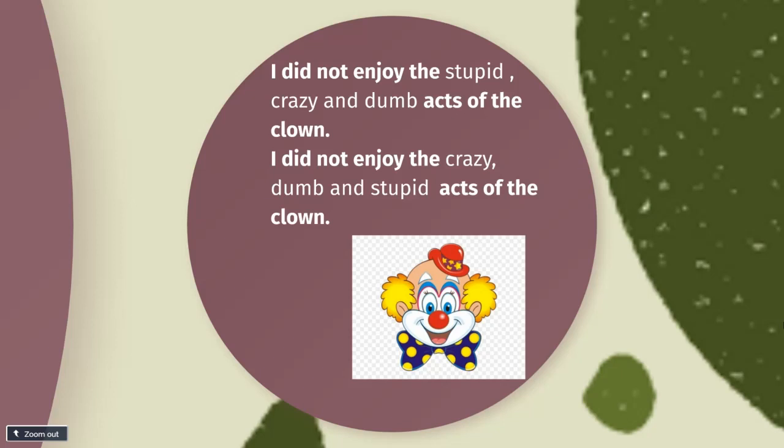We'll see the second sentence. I did not enjoy the crazy, dumb and stupid acts of the clown. The rule remains the same. Again, you see it has been separated by commas and ended with and. Before the end, we have put and. Now you see what is done over here, the sequence. In the first case, stupid, crazy and dumb. In the second case, crazy, dumb and stupid. So even if you change the sequence, no problem. Your sentence will still be correct, but you have to follow the comma and. Don't forget to put this when there are 3 or more adjectives.